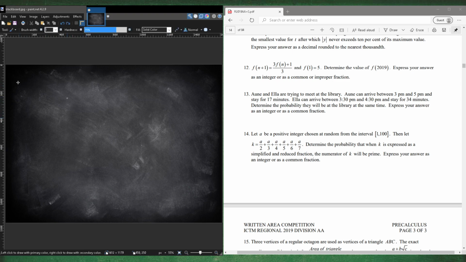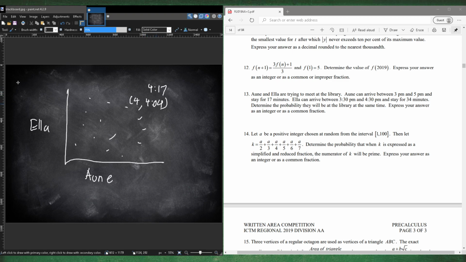We have a graph with On on the x-axis and Ella on the y-axis. Let's say you plot a bunch of points and see if those points make sense. Let's say On arrived at 4 p.m. and Ella arrives at 4:04. Do they meet? Yes, because On arrived first and she will wait 17 minutes. So she will stay until 4:17, but Ella arrives at 4:04, which is earlier. So they're going to meet. That works.